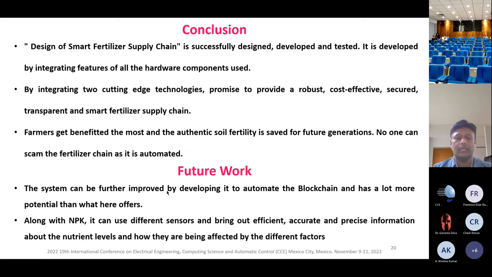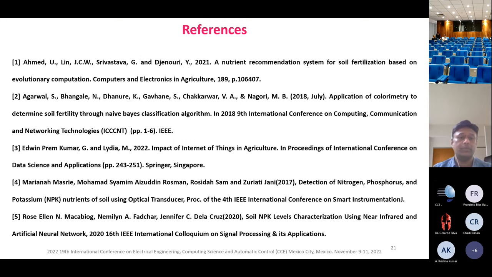Further, it can be improved by developing an automated blockchain, and there is a lot more potential than what we have designed. You can use different sensors to bring out efficient, accurate, and precise information about the nutrient levels, and how they are being affected by different factors. That can also be measured and shown. And these are the papers which we have referred to for our work.